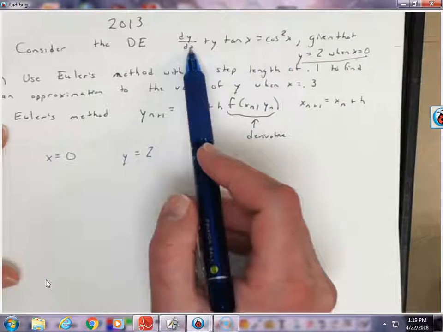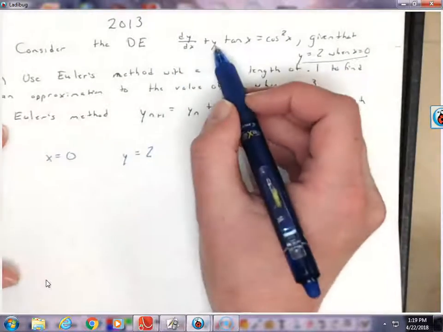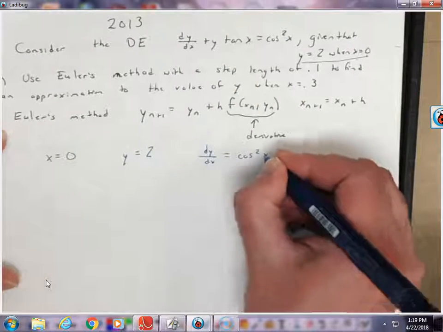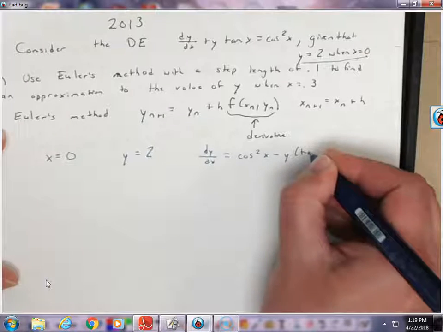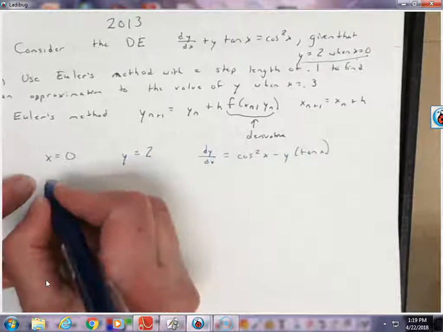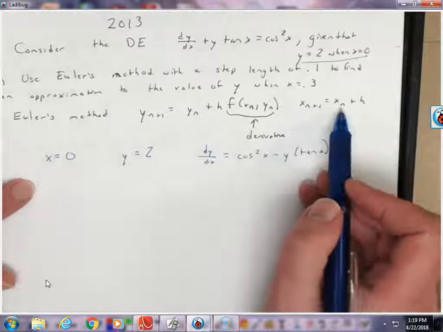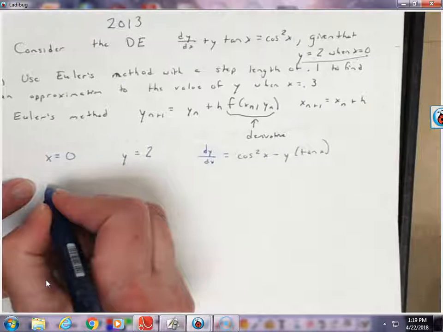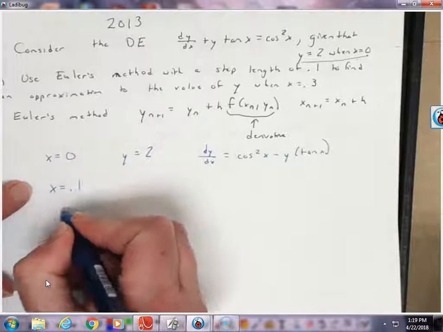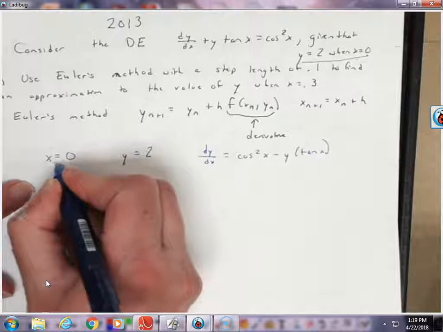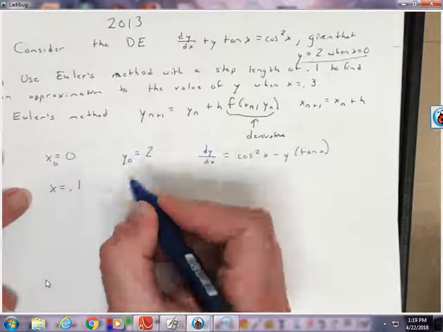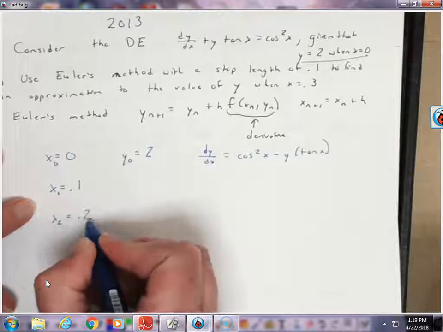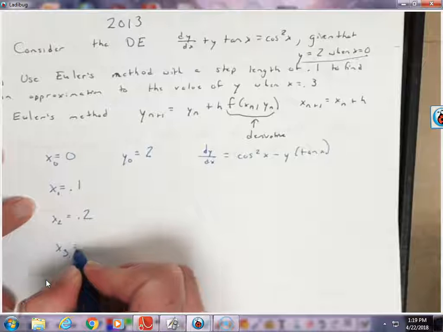Okay, and so we have the derivative here. We do need to solve for dy/dx. So all we need to do is bring this over to the other side. So this would be cosine squared x minus y times the tangent of x. Now our x's are going to be easy. All you have to do is keep adding the step value to the previous x term. So your x values are just going to go 0.1. This is like your x naught and your y naught. And so this would be x1, x sub 2, going up by adding 0.1 again. X sub 3 would be 0.3.